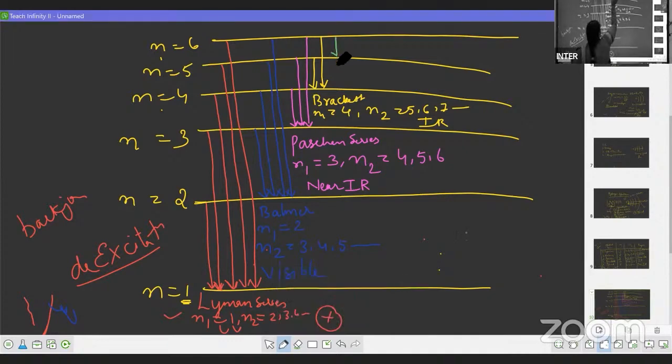Spectral line from higher to fifth orbit. This is Pfund series. Here, electron उससे आगे क्या कर रहा है? इसके बाद क्या है? 6, 7, 8, 9. So this is the formation of the line.